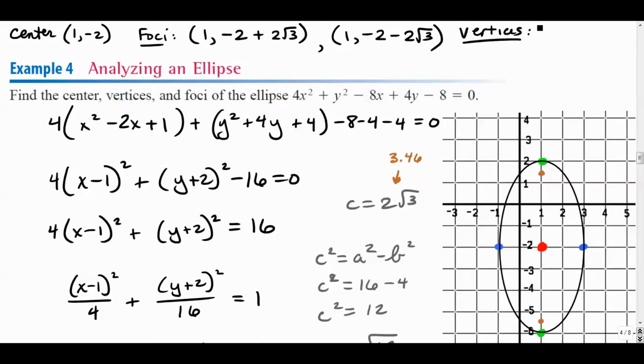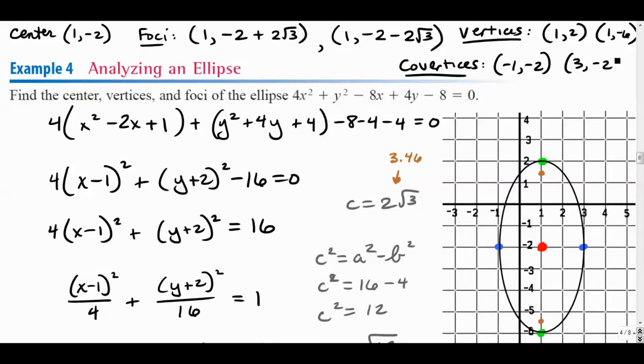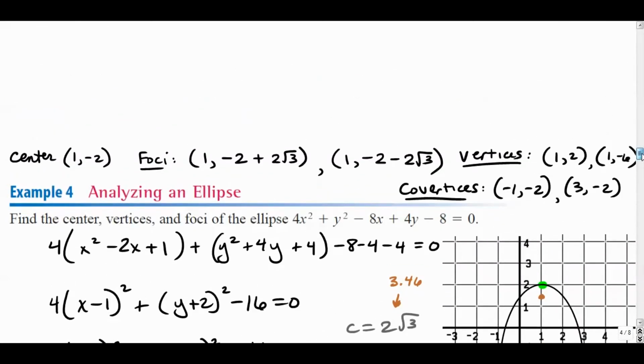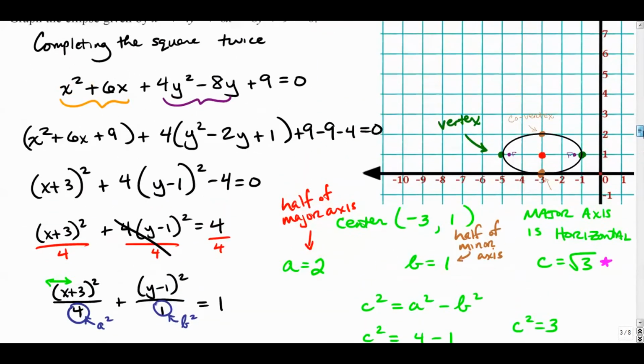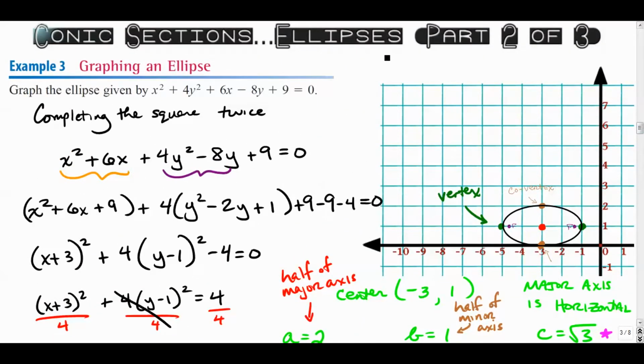Our vertices are the endpoints of our major axis, and those are pretty simple. Those are in green, 1, 2 and 1, -6. Our co-vertices are in blue. Those are the endpoints of our minor axis, -1, -2 and 3, -2. And it might be a good idea for me to go back up here to this example and write down those exact values for you.